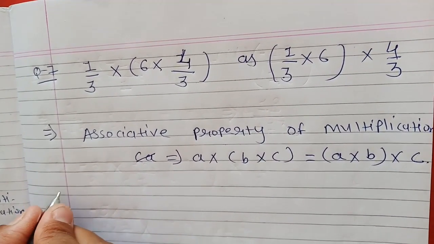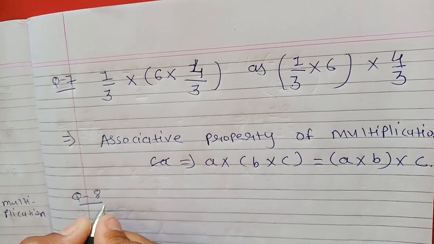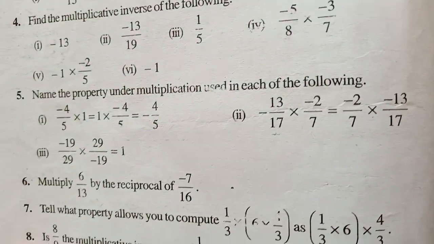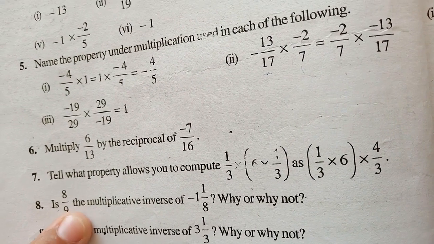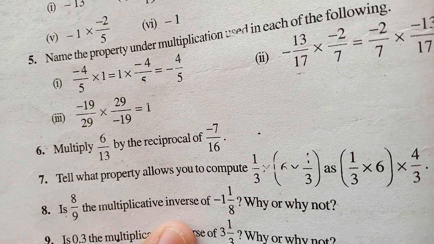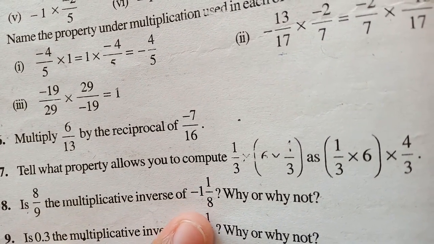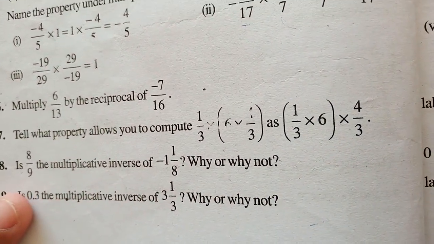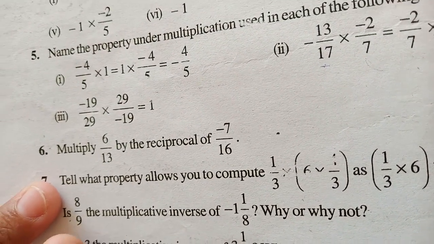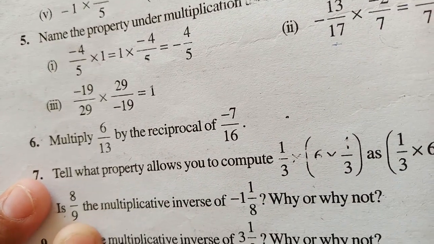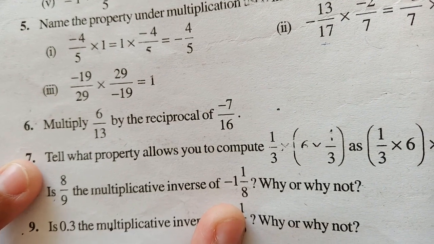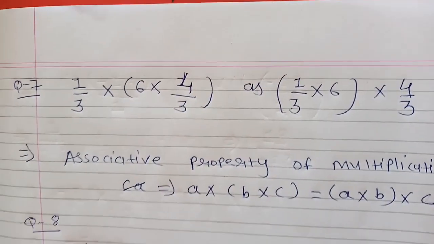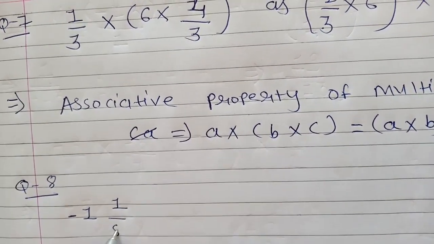Now after that, question number 8. Your question number 8 is: is 8 upon 9 the multiplicative inverse of -1 and 1 upon 8? Why or why not? First we have to check. We are given that 8 upon 9 is the multiplicative inverse of this number. So first we write down the number: -1 and 1 upon 8.